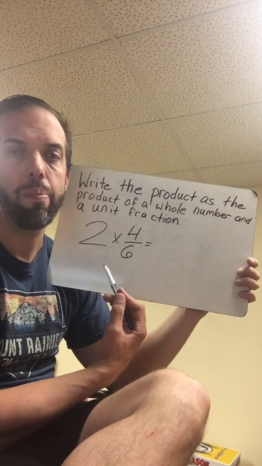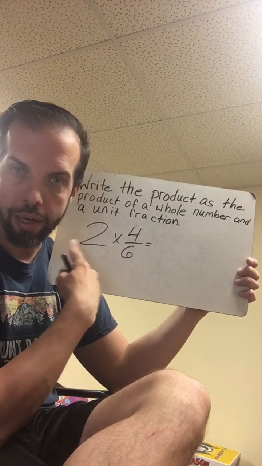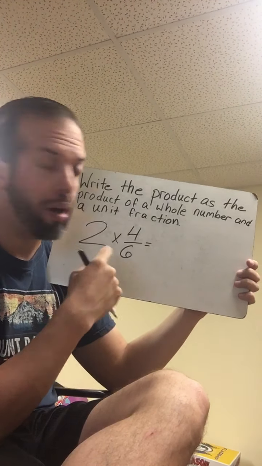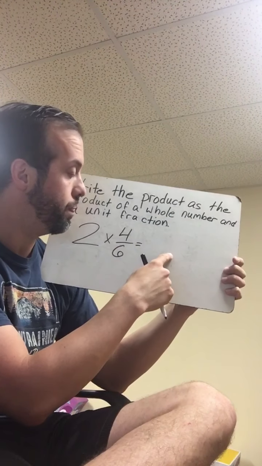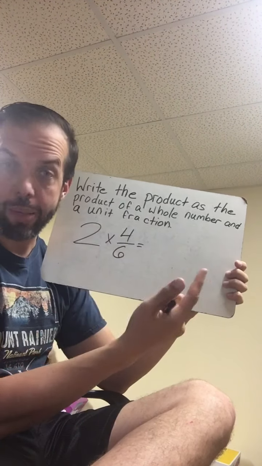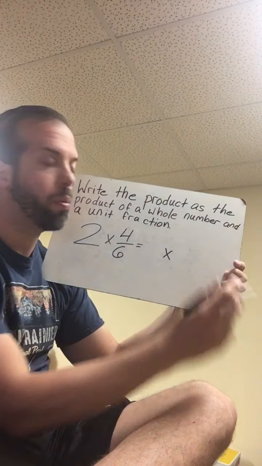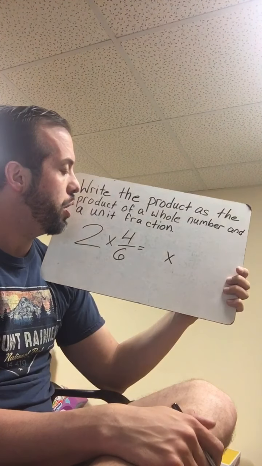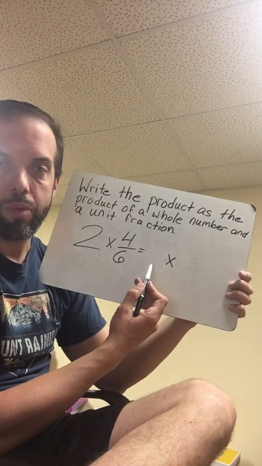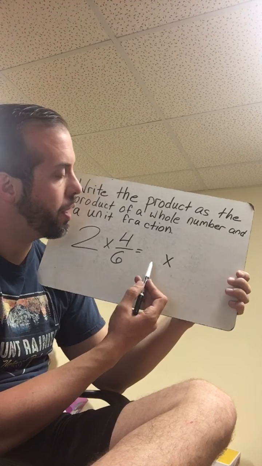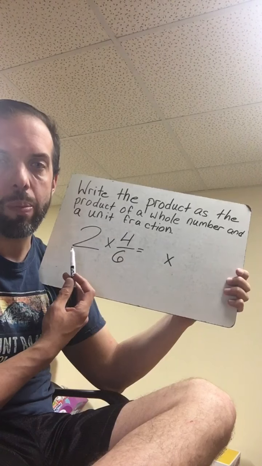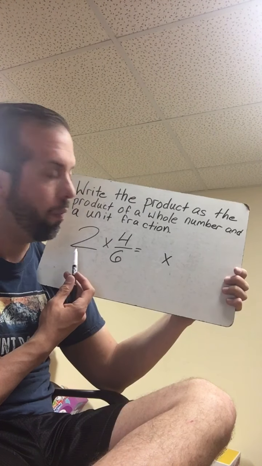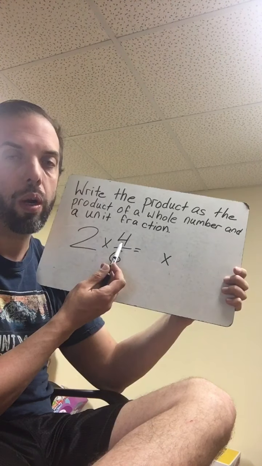So they want us to write the product. Here's my product. They want us to write that product as a new product here. So what symbol am I going to use? Well, if I have to write the product as a product, I'm going to be multiplying again. All right? So how do I get my whole number? Who remembers from the last problem? How do I get my whole number that's going to go here? Simply multiply my whole number 2 times my numerator 4.